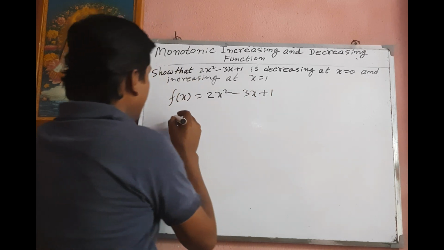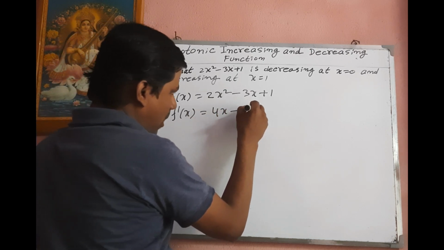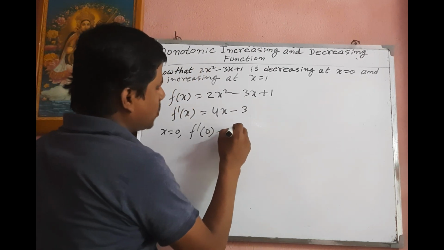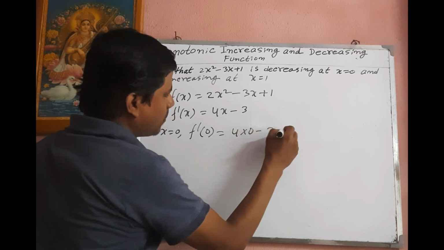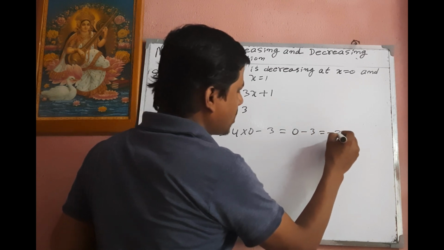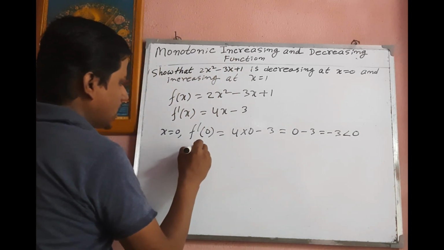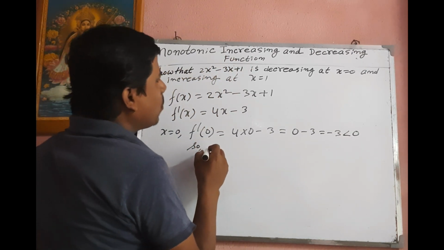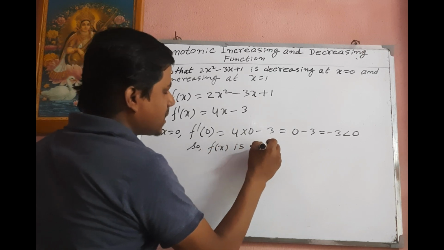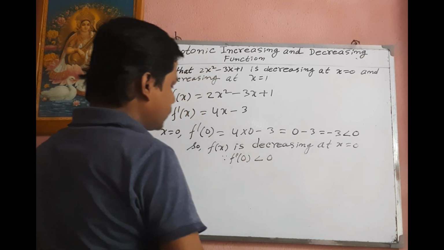f'(x) = 4x - 3. At the point 0, f'(0) = 4 × 0 - 3, which is 0 minus 3, which is minus 3, less than 0. So by the conditions we can say f(x) is decreasing, since f'(0) is less than 0.